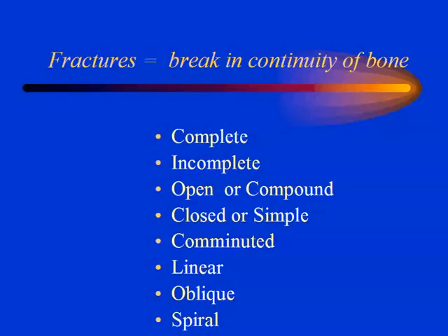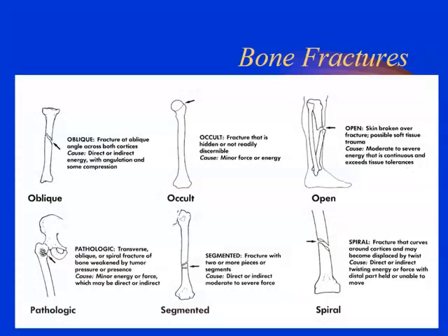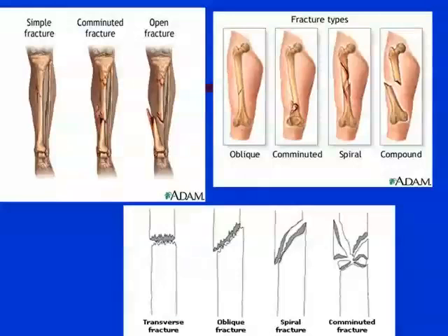There is a table and pictures on page 1029. And this is another way of looking at the different types of fractures that are out there. It shows some of the different causes that go with them. And again, simple fracture, comminuted fracture, open fracture, the different fracture types that there are.